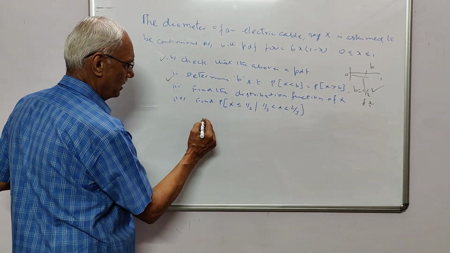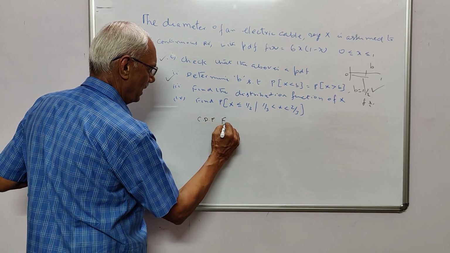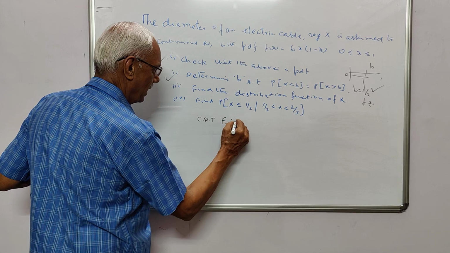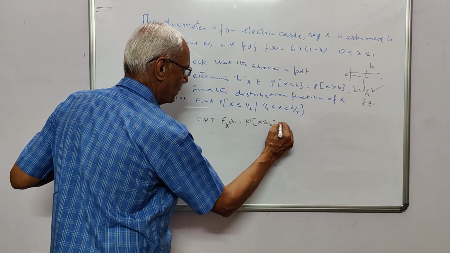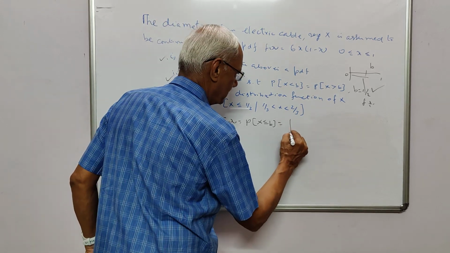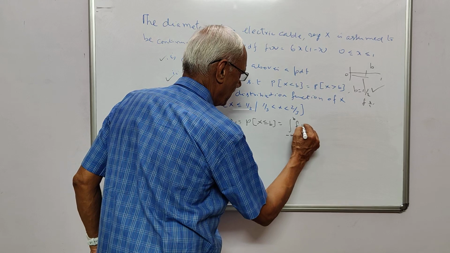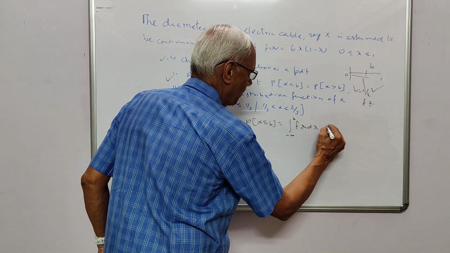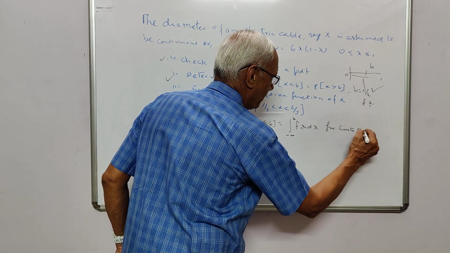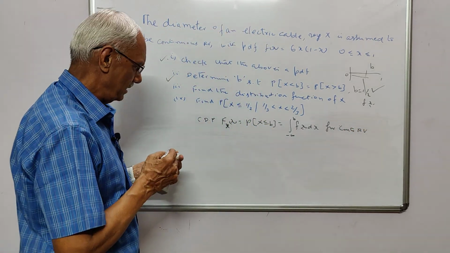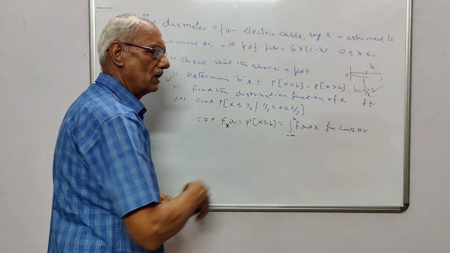Distribution function. The cumulative distribution function F_X(x) is equal to P(X ≤ b), so for this it is the integral from minus infinity to b of f(x) dx for a continuous random variable. This is how you find the cumulative distribution function.